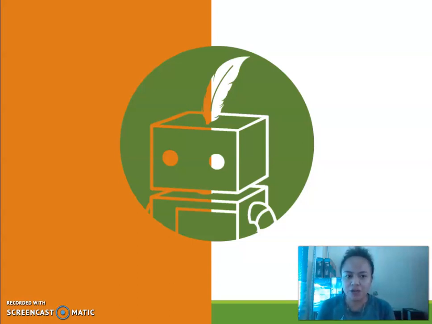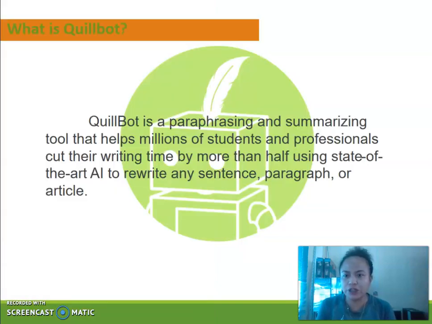My discussion is about Quillbot. So, what is Quillbot? Quillbot is a paraphrasing and summarizing tool that helps millions of students and professionals cut down writing time by more than half, using state-of-the-art AI to rewrite any sentence, paragraph, or article. So, Quillbot uses artificial intelligence in writing, rewriting, rephrasing, or summarizing our sentences.